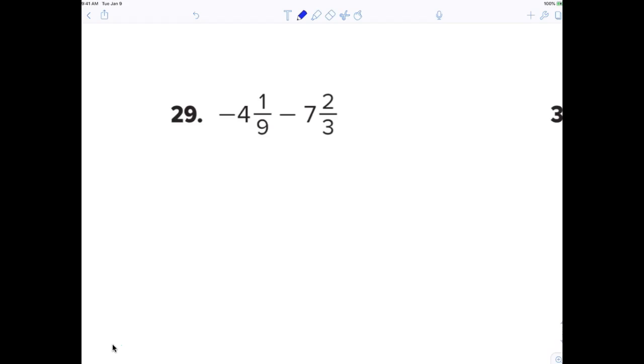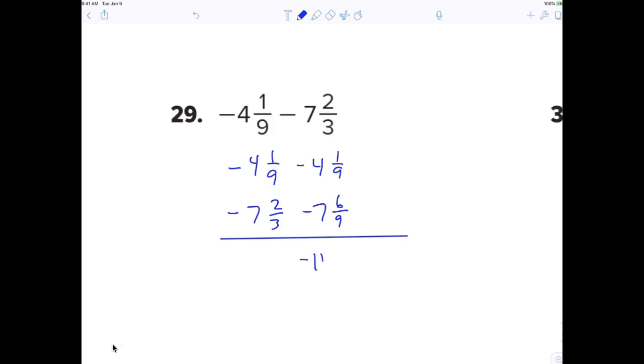Negative 4 and 1/9. Negative 7 and 6/9. Right, so you're getting the common denominator, and it equals negative 11 and 7/9. So negative 11 and 7/9.